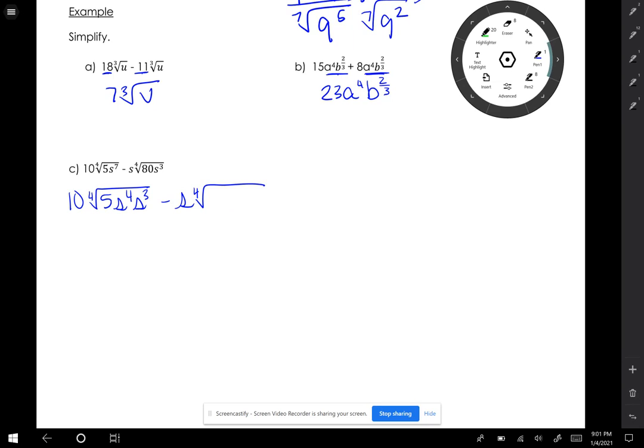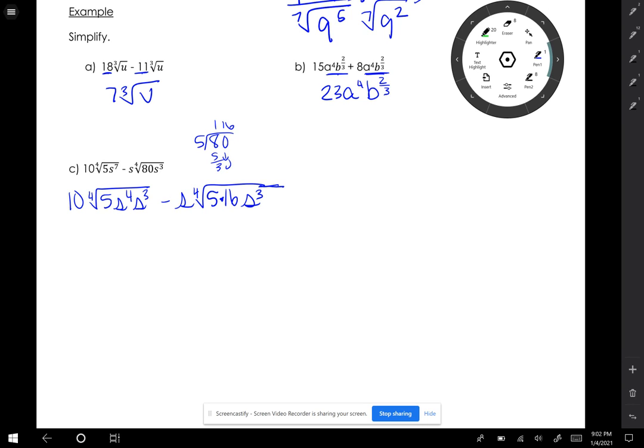80 can be, let's see, is 80 divisible by 5? 5 goes into 80 16 times. So I'm going to do 5 times 16. The reason I'm doing that is because the 16 is also a fourth root. We can find the fourth root of 16. That's what we want. We want to be able to simplify that. Now the s cubed we can't break up anymore.